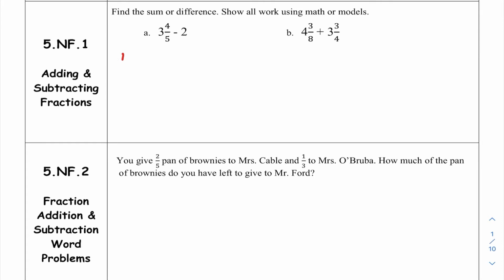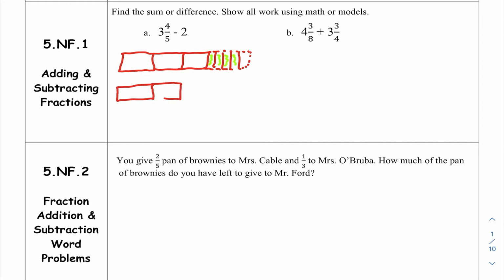So I have 3, 1, 2, 3, and then I need fifths here, so 2, 3, 4, 5, and I've got 1, 2, 3, 4 of those. All right. Now I'm subtracting 2, so I'm going to do a comparison tape diagram. So we'll come down here. So here's 1 and then 2.